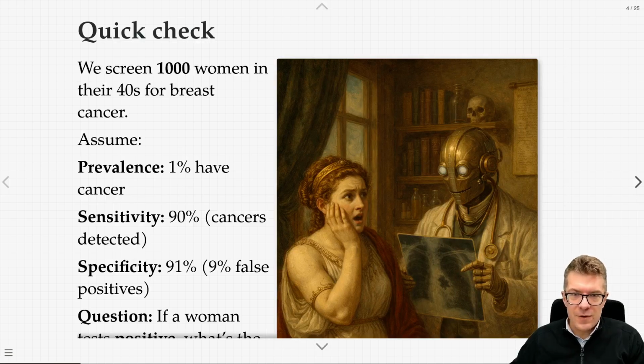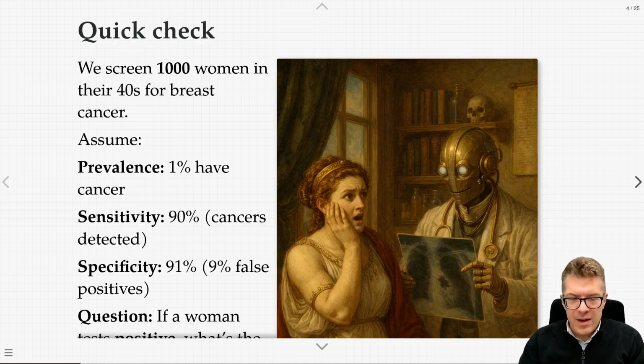So here's a little hypothetical check. Imagine that we're going to screen 1,000 women in their 40s for breast cancer. That's what this test is meant to assess. Imagine that we already know from clinical theory, from our clinical colleagues, that there's a prevalence of approximately 1% of breast cancer in women in their 40s. We can call this the prior probability. So without knowing anything else, the chances of a particular woman in her 40s having breast cancer is about 1%.